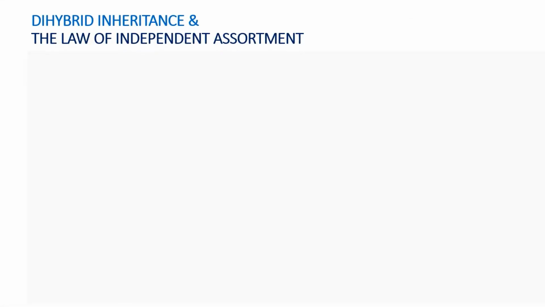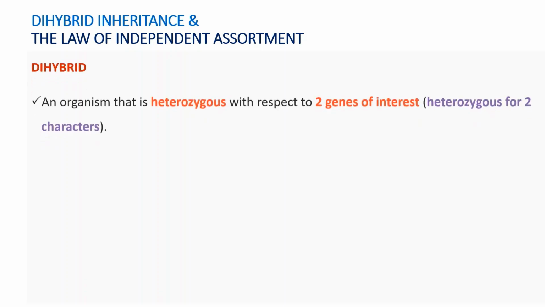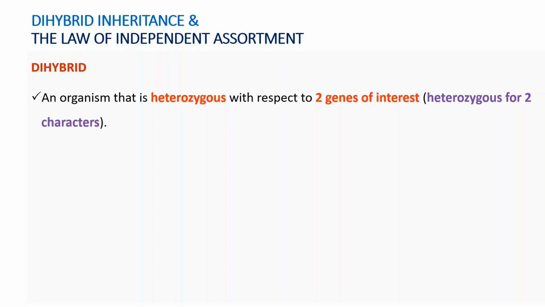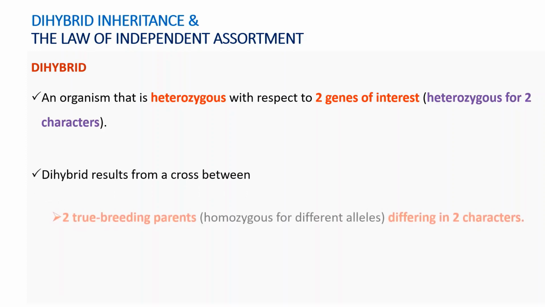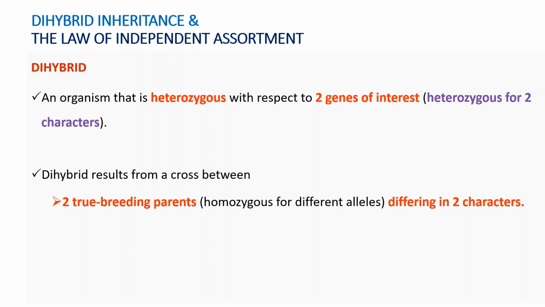Dihybrid inheritance and the law of independent assortment. So what is a dihybrid? A dihybrid is an organism that is heterozygous with respect to two genes of interest. So it means that this dihybrid is a heterozygous individual that we study for two different characters. A dihybrid results from a cross between two true breeding parents that differ in two characters. These true breeding parents are homozygous for two different alleles. The crossing involves two characters that are controlled by two genes.